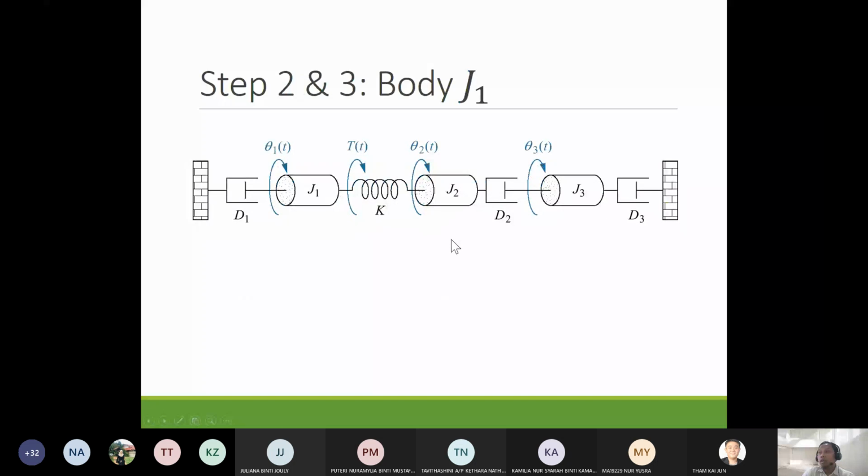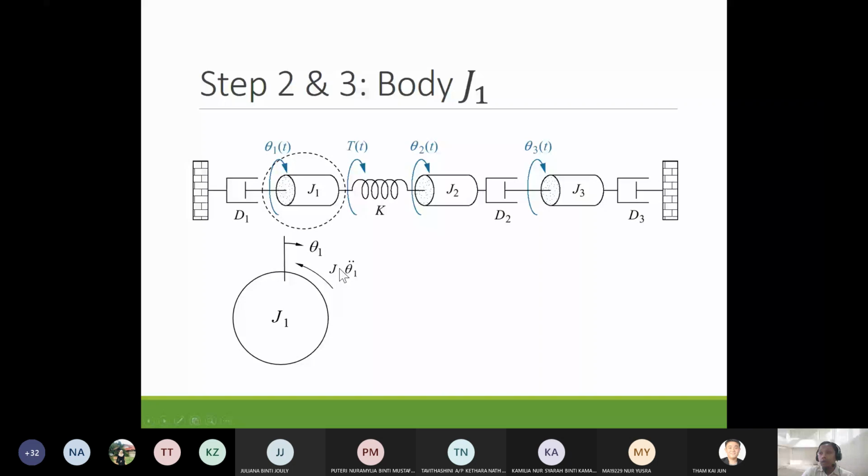And then let's look at steps 2 and 3, which are drawing the free body diagram and also writing the equation of motion. So let's look at J1 first. Instead of drawing a box, we draw a circle to represent its involved rotation. So here theta 1 is clockwise.